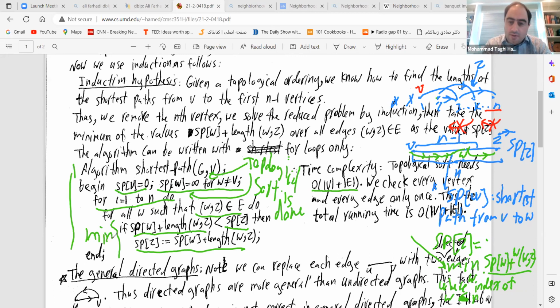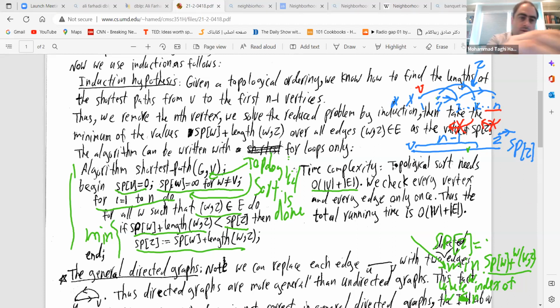What is the running time of this algorithm? So the topological sort, let me just erase a little bit. Yes. We know that the topological sort needs order V plus E, as we discussed.